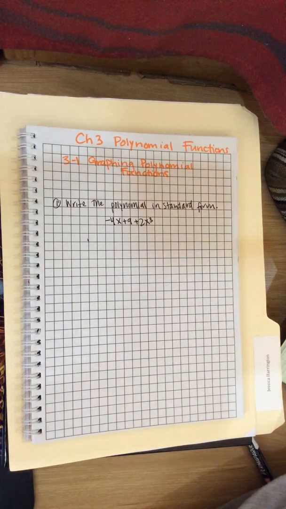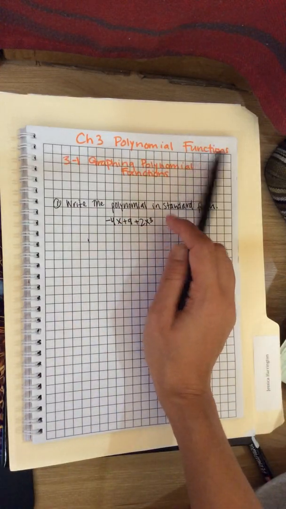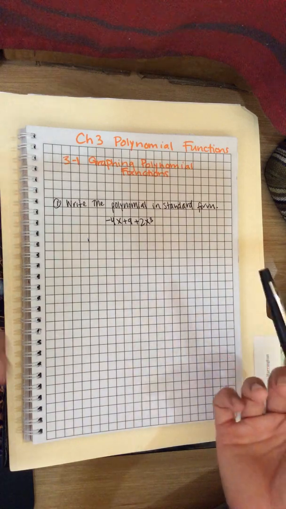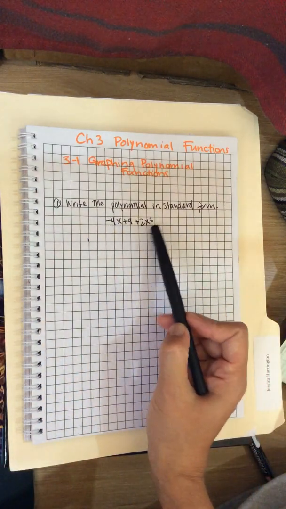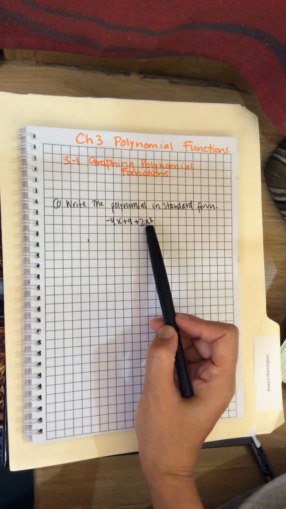All right, we're back for chapter 3. So chapter 2 was all about quadratic functions. Chapter 3 is going to be all about polynomial functions, which actually is a big bucket that includes quadratics, right? So this is an example of a polynomial function. It's just got terms with x's to different powers.